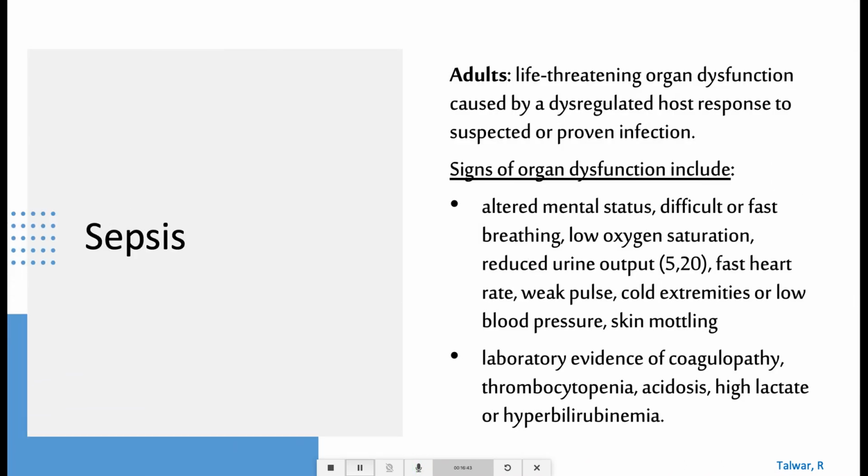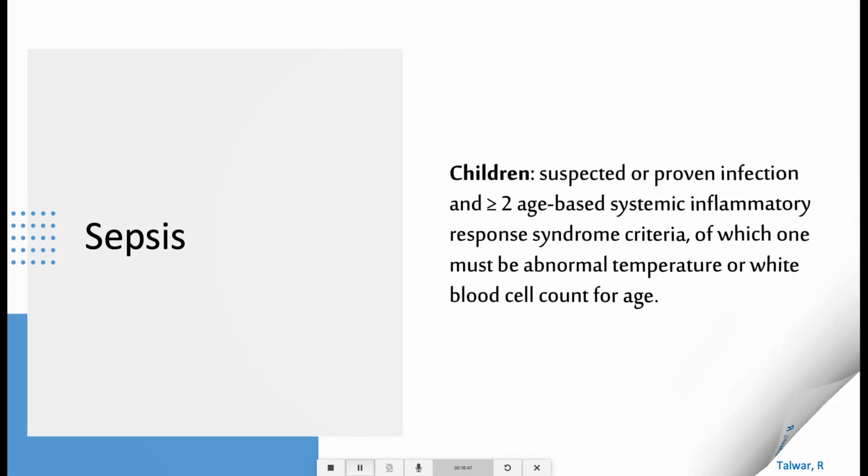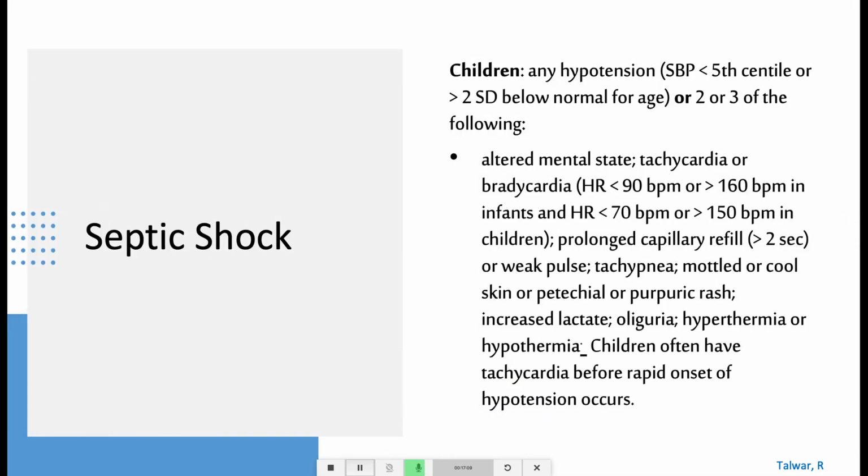Sorry about that. And then for children as well. And then septic shock, adults: persisting hypotension despite volume resuscitation, requires vasopressors to maintain the mean arterial pressure greater than 65 millimeters of mercury, serum lactate levels greater than 2 millimoles per liter, and then information about children. So this is just more detailed information with regards to the severity.